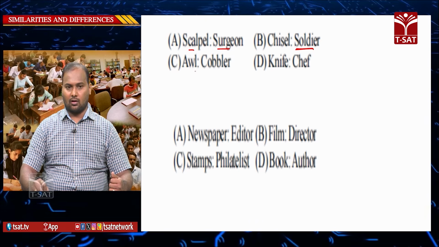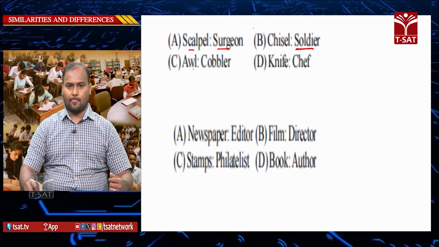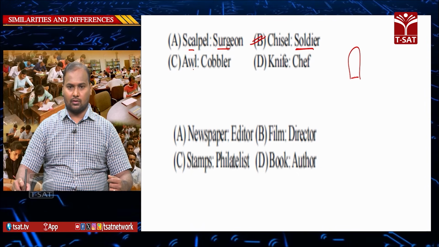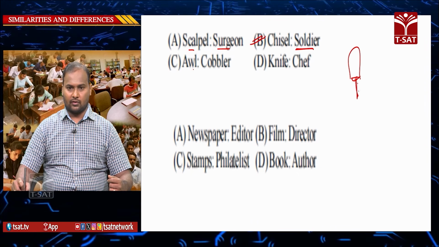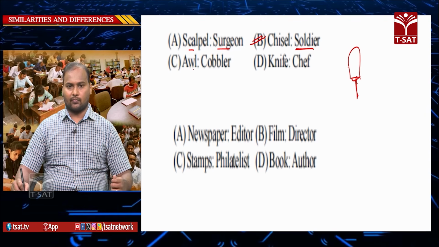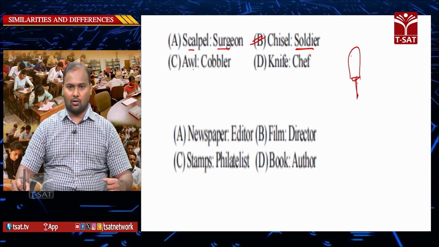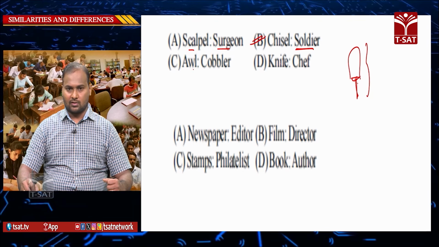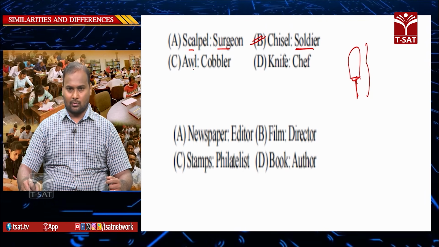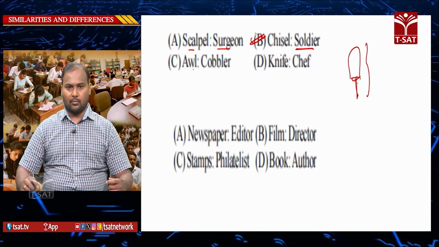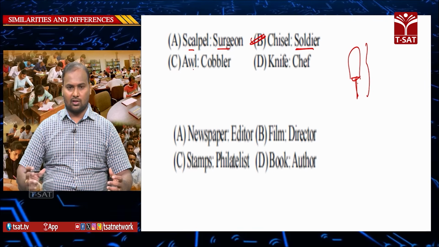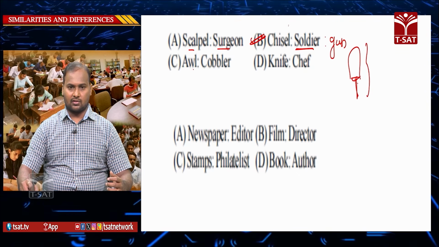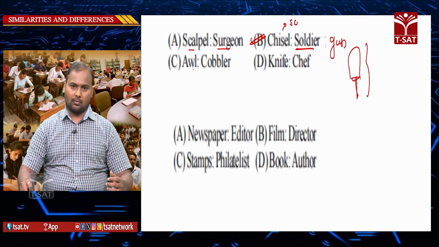Now come to awl and cobbler. See, a cobbler uses an awl to stitch your shoes. Okay. What is this cobbler? See, if you see this, the person who stitches shoes will have this kind of instrument, very sharp. So it is used to stitch the shoe or a chappal, right? So that is called an awl. Next one is knife and chef. You know that a chef uses a knife to cut fruits and vegetables, right? So this answer is option B, because this is not matching with the soldier. If it is soldier, you should have the answer as gun. Or if it is chisel, then you should have the answer as sculptor.